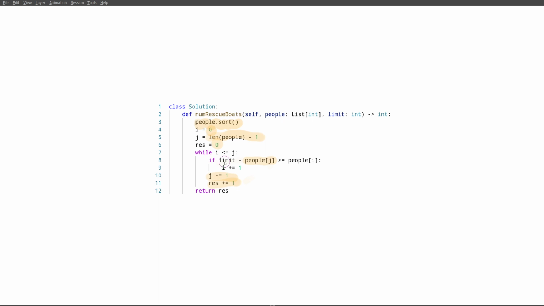And also if the remaining space in that boat is more than or equal to the weight of the lightest remaining person, we also take that lightest remaining person with us. And at the end, we just return the number of boats that we used along the way. And of course we do that until these pointers pass each other, so i is greater than j, because that means that everybody has already been transported.